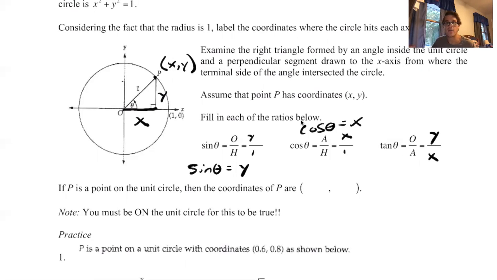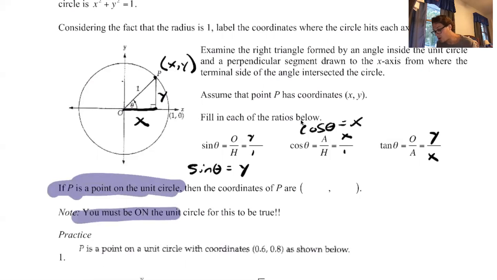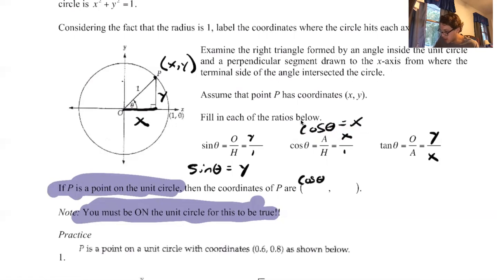And what we can figure out from this picture then is that if point P is on the unit circle, we're going to highlight that and make sure we understand this part. If P is a point on the unit circle, you must be on the unit circle for this to be true, then the coordinates of P are, well, they're x comma y, obviously, but what we just figured out above is that x is equal to the cosine of theta, right? So the coordinates of P are just equal to cosine of theta, and y is equal to the sine of theta, right? But that's only on the unit circle.